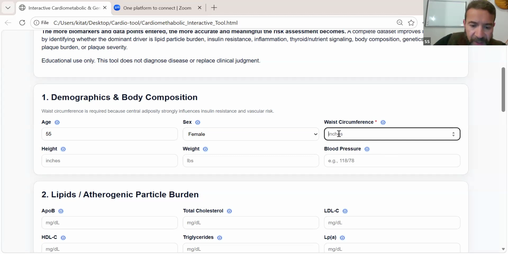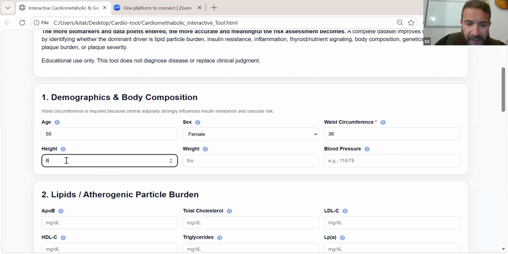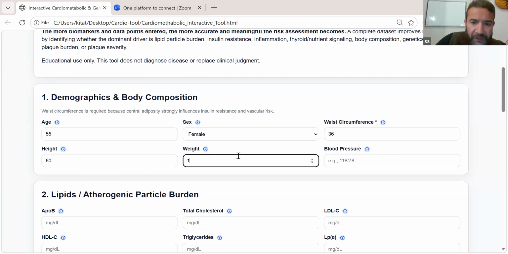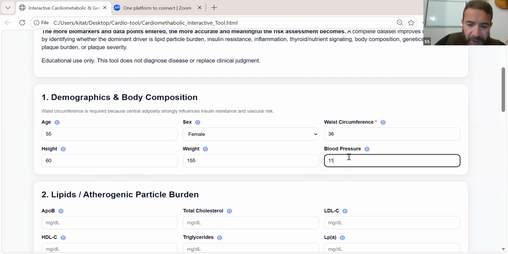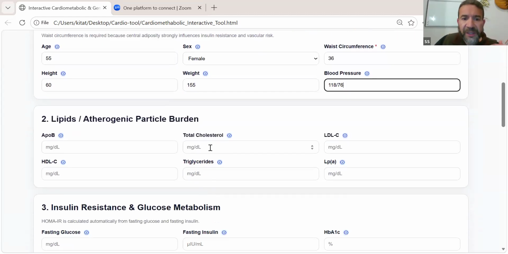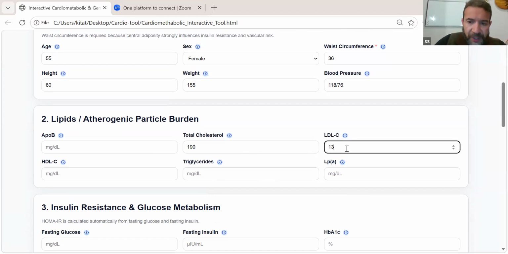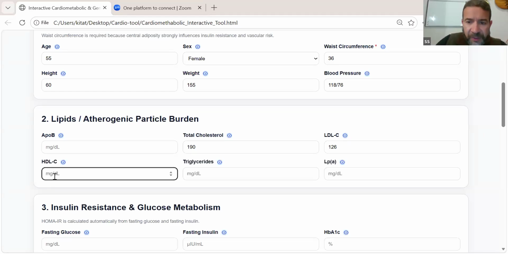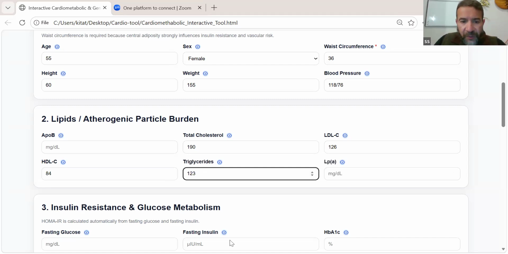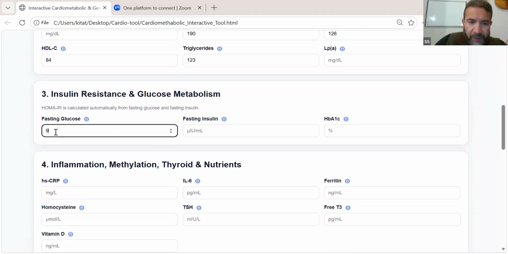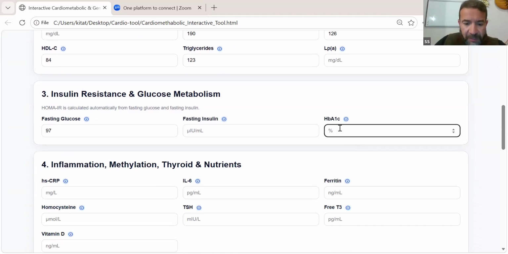So waist circumference, let's say she's got 36. She's 60 inches tall, 155. High blood pressure is okay. And in the standard screening, they're only going to check total cholesterol. Then they're going to do LDL. Let's say it turns out to be 126. And HDL turns out to be 84. Triglycerides 123, and then they're going to do fasting glucose. And if you ask for HbA1c, they may not do it.